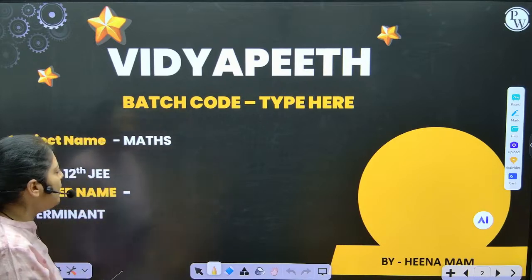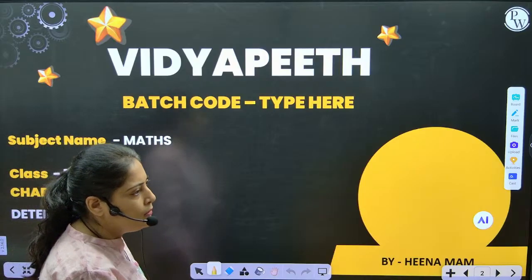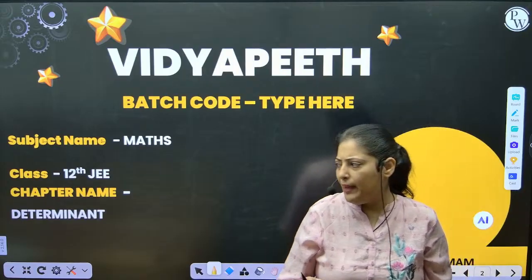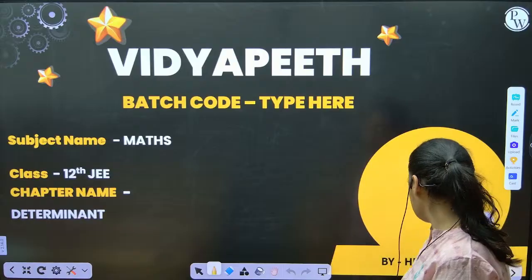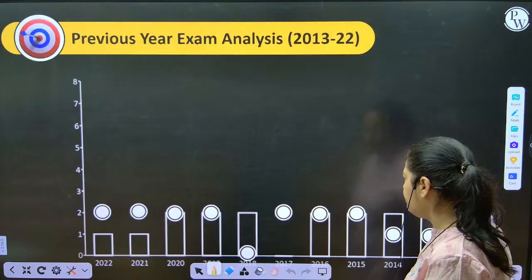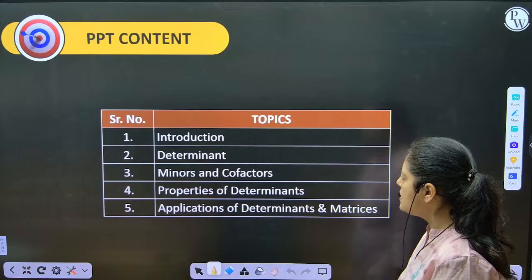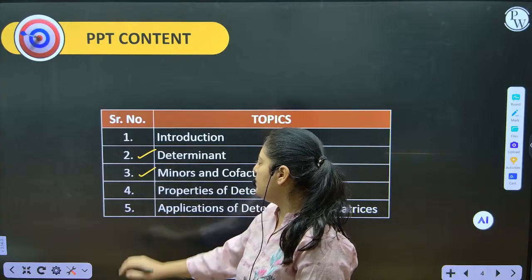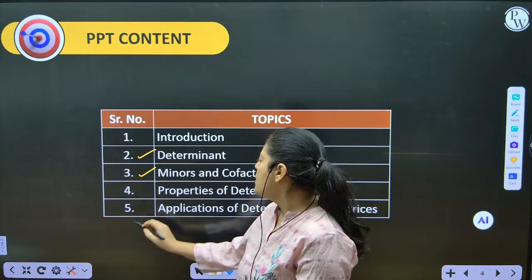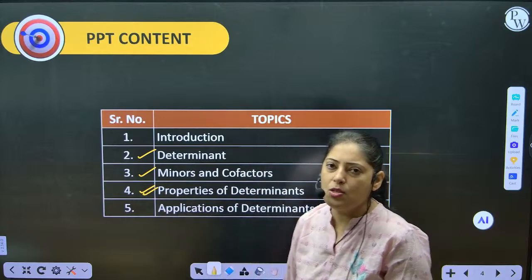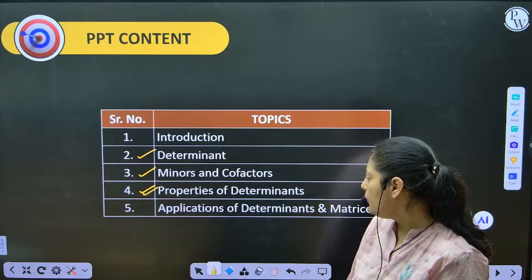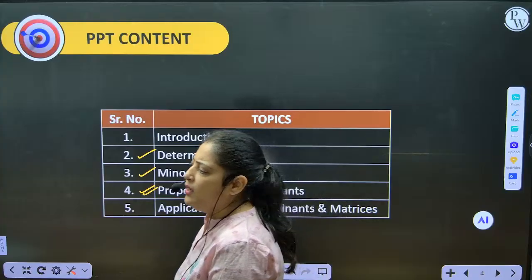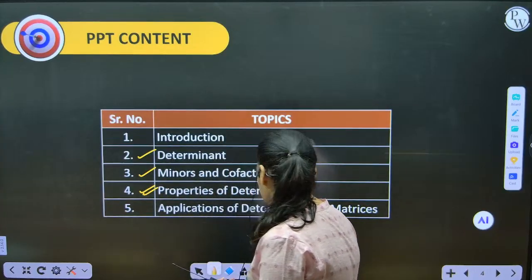All right, and today we'll do determinants. New topic I'll start today. Today's main topic is properties of determinants. We have already done determinants. We have already done minors and cofactors. So today my topic is properties of determinants. And very soon I'll be doing the applications of determinants. Okay, and then we'll be finished with the chapter.